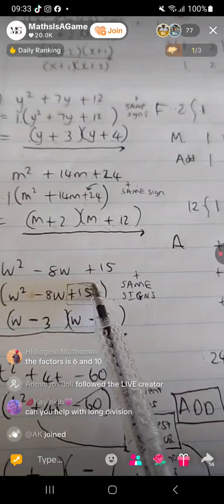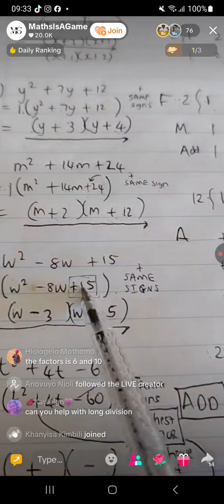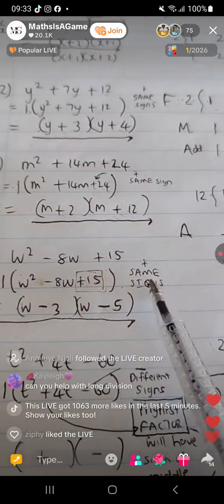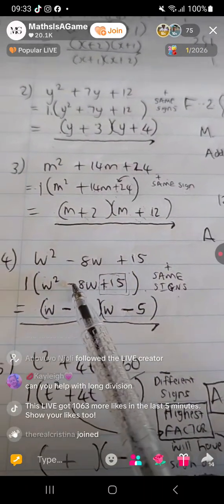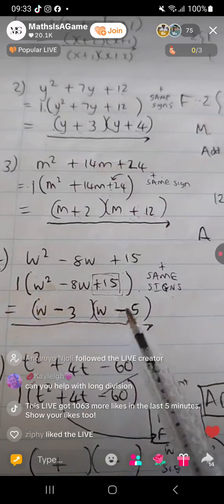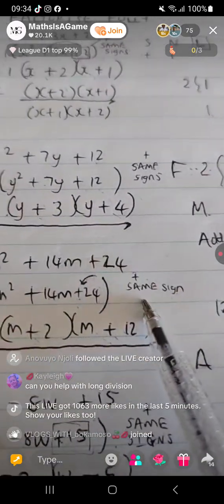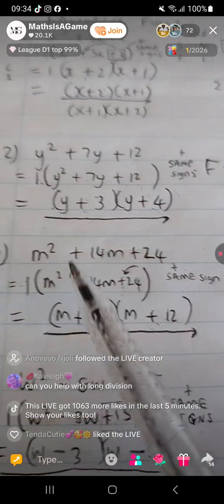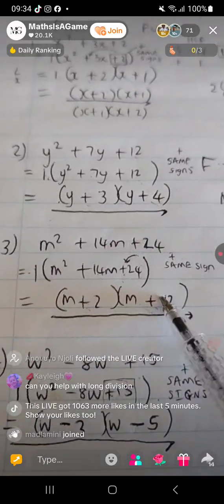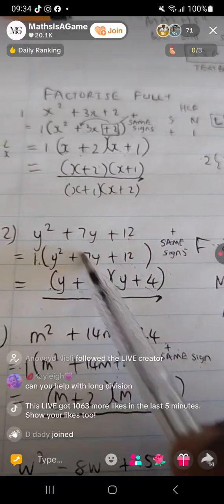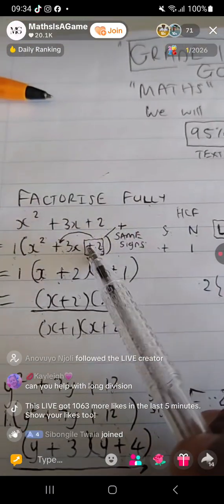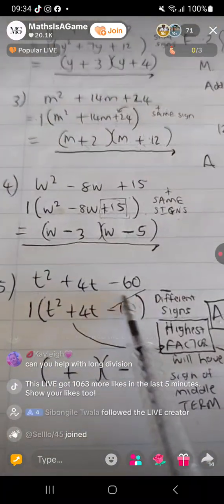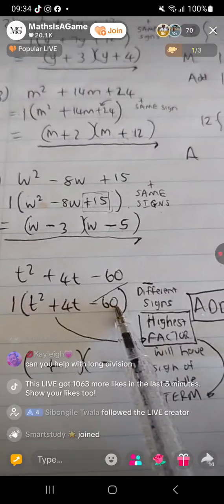Because remember guys, it's when we have a positive constant that we say the brackets have the same sign. According to who are they the same? According to the sign of the middle term. That's why we have a negative and a negative. They are the same. Positive constant means same sign. According to who, guys? According to the sign of the middle term. Positive, positive. Same sign. But now when we have a negative, we don't say same signs.